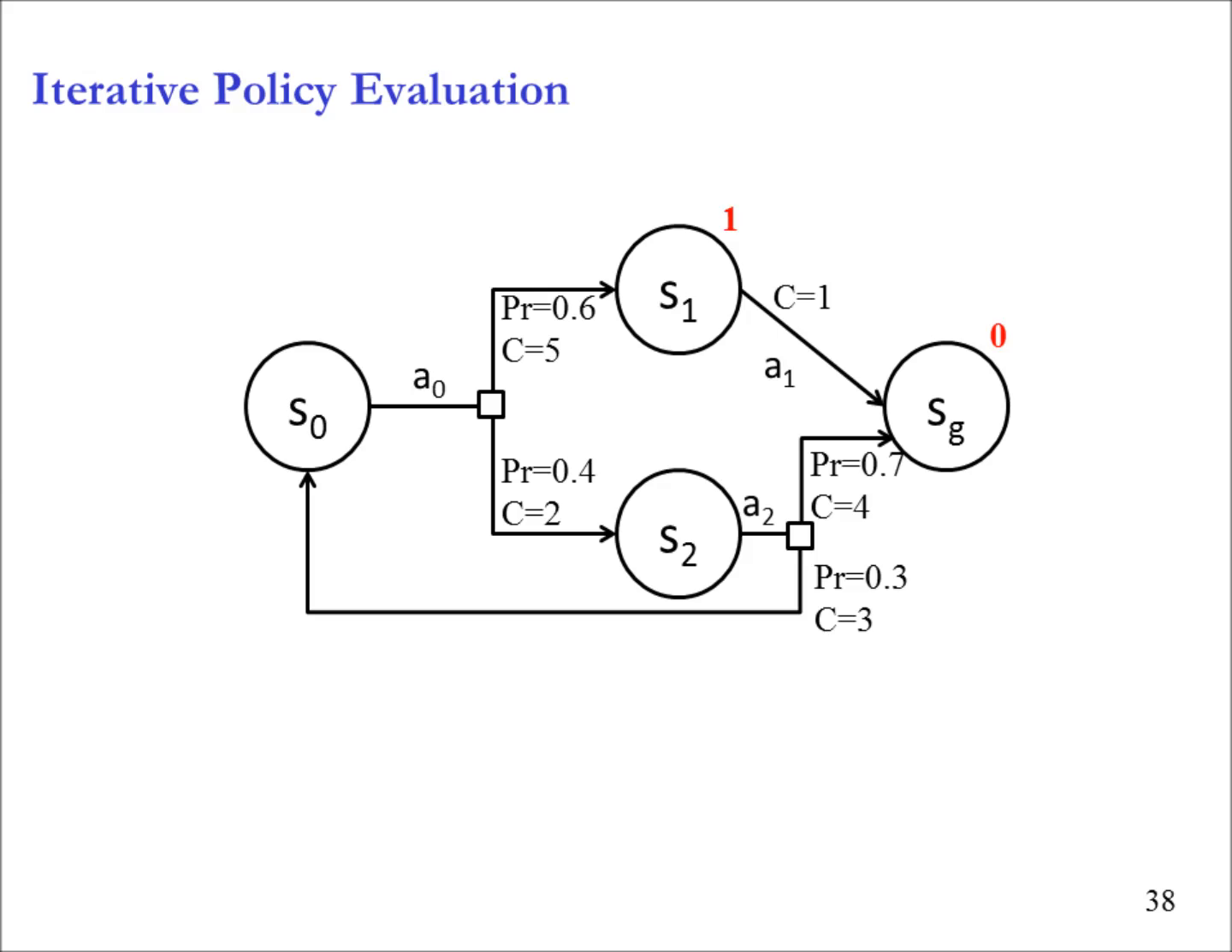It does the following. It still writes exactly the same set of equations. So it will say that S2 is equal to 0.7 times 4 plus 0.3 times 3 plus V of S0. If you sum that up, it becomes 3.7 plus 0.3 times V of S0. Similarly, this will be S0, this will be S1, this will be S goal.